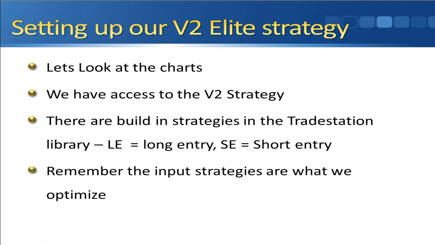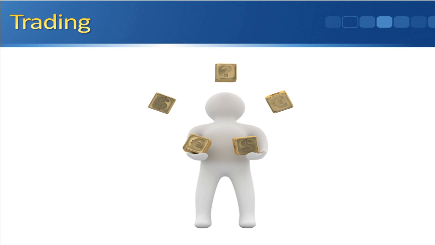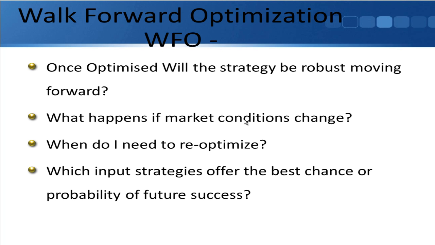So setting up your V2 Elite strategy, let's look at the chart. We've got access to the V2 strategy. Tonight I'm going to be working on the breakout, which I worked on on Monday. Within TradeStation there are a number of strategies within the suite, which we spoke about on Monday. In the library of strategies, the code there, LE is the long entry, SE is the short entry. Ours aren't broken up into long and short, are they? They're basically presented as one system. Remember that input strategies are what we optimize. Okay, so I think that's it.